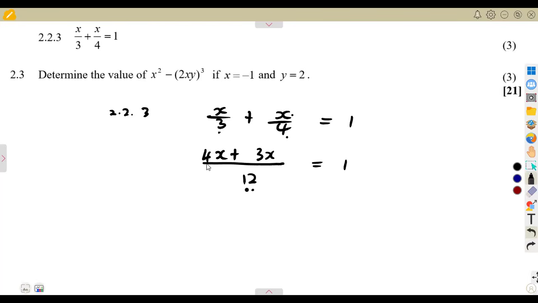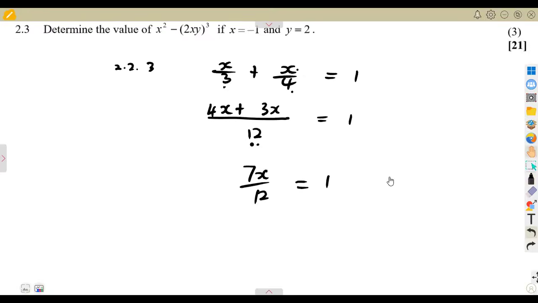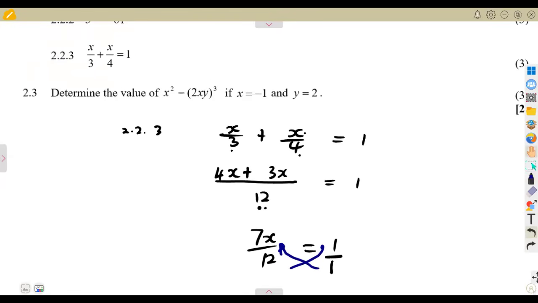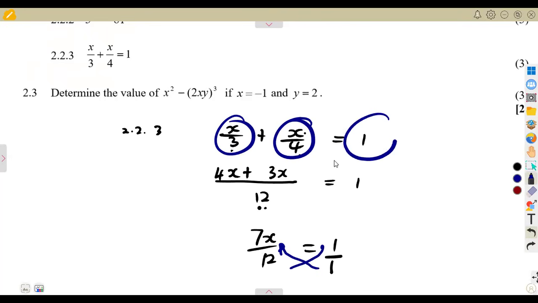So collecting your like terms, there's 4x and 3x. So 4 plus 3 is 7x over 12, equal to 1. Since I have a single fraction and the other side can be written as a single fraction, I can solve this equation by what is called cross multiplication, because there are two fractions. Cross multiplication is not applied when there are 3 terms: a term, a term, a term.